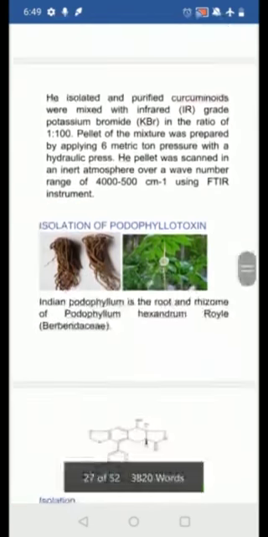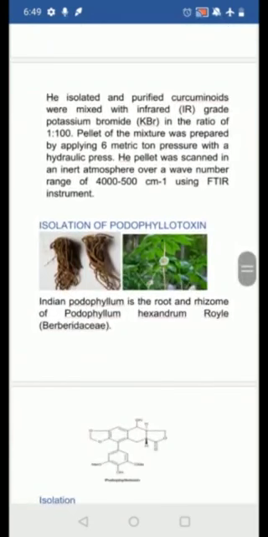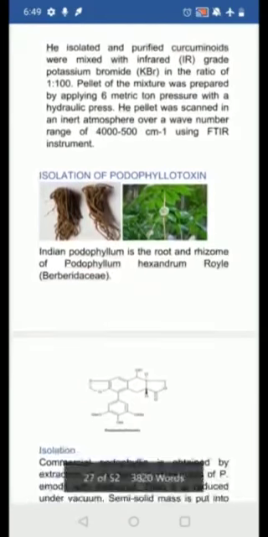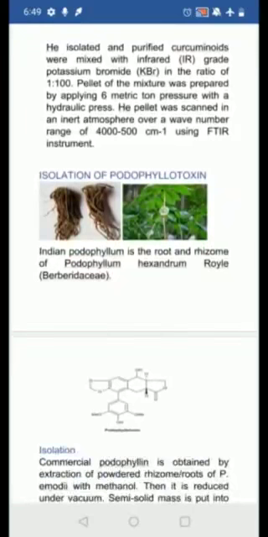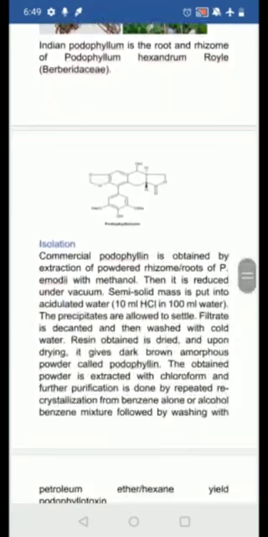So I am coming to the isolation of podophyllotoxin. Again, it is also a resin. When coming to the biological source, it is obtained from the root and rhizome of Podophyllum hexandrum, belonging to the family Berberidaceae. When coming to the isolation part, we are going to take the powder of the rhizome or the root and extract with methanol. Then we are going to reduce the volume. Then this semi-solid mass we are going to put in acidified water, that is 10 ml of HCl in 100 ml of water.